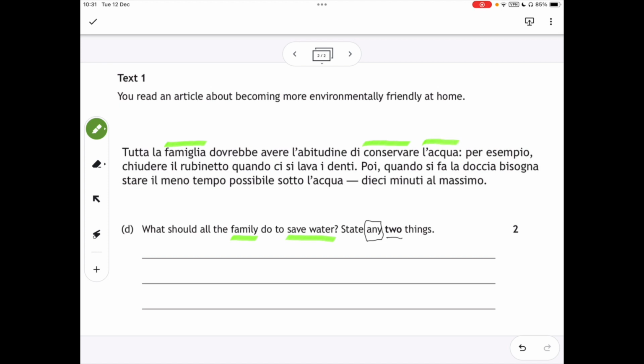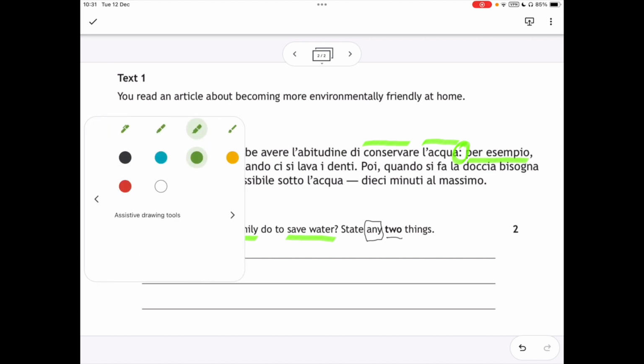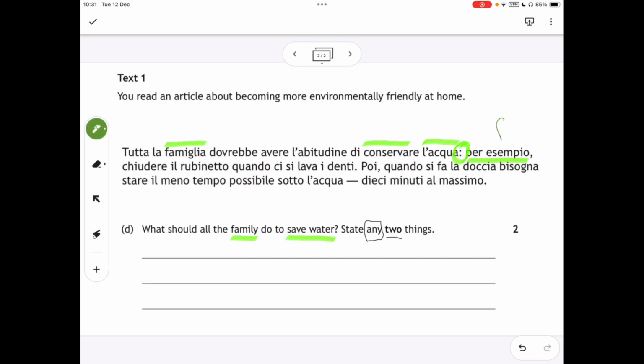Now, something else we need to look out for in our text is punctuation. And you can see here we have this colon. That is another pointer to say, here is the answer coming. And again, from my knowledge of other languages, I can see this phrase here, which I believe will be for example, which tells me that the examples of how the family can save water are coming next.